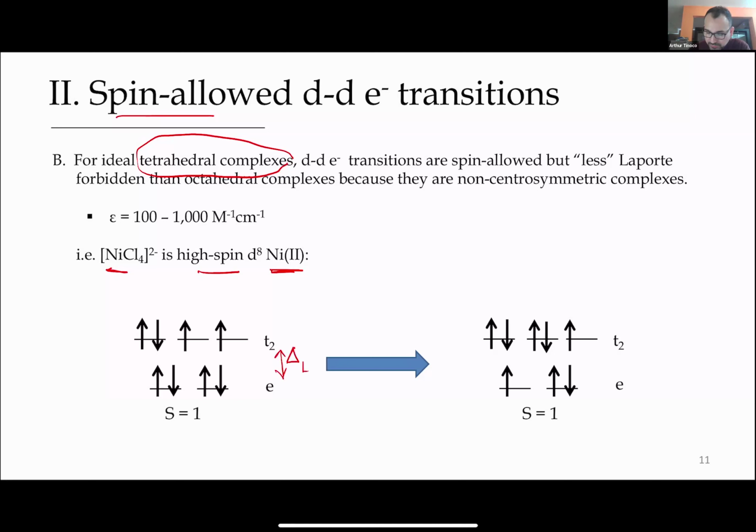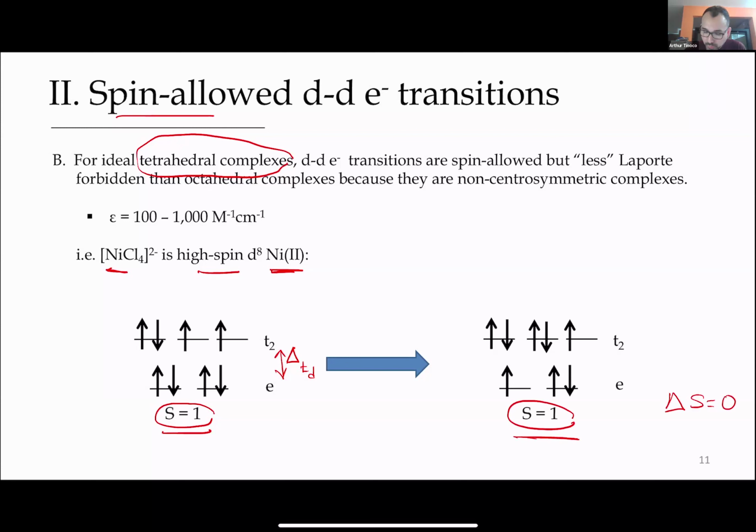Okay, so high spin d8, well, by its nature, this delta tetrahedral is going to be weak field, right? We've already discussed how delta tetrahedral is always smaller than delta octahedral. So a typical tetrahedral field will be high spin. So if you have d8, this would be the distribution of the electrons. And so what we have here is a spin of 1 because we have 2 unpaired electrons. If we excite one of those electrons from the lower energy orbitals to the higher energy orbitals, we see to the right that you still retain 2 unpaired electrons and you still have an S equals 1. And so delta S is 0. Okay, so this is spin allowed.